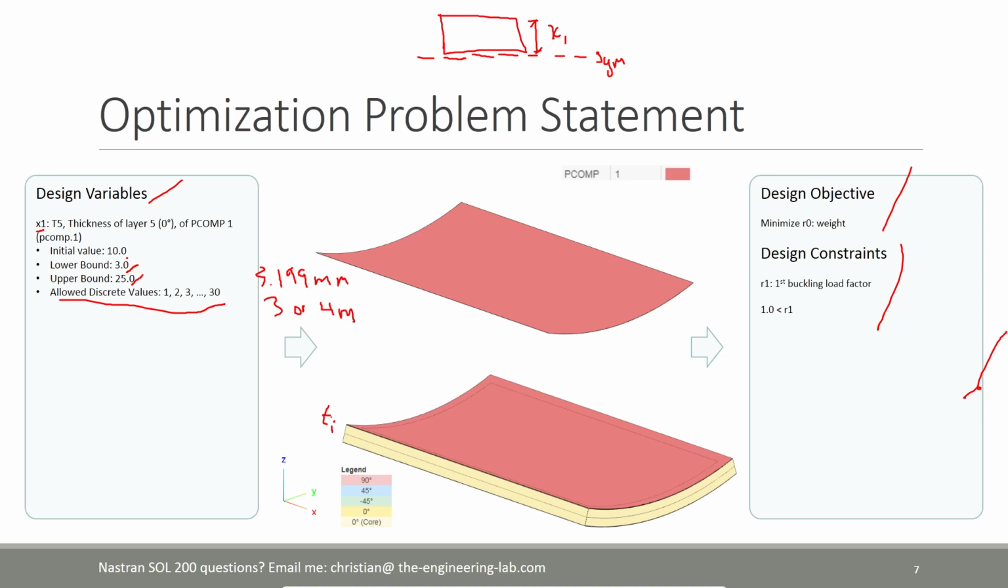So here, when you see this 3 for the lower bound, that means that the lower bound of the total core thickness is going to be 6 millimeters. And then the upper bound is 25. So this means that the total upper bound thickness is going to be at most 50 millimeters. And right now, the core thickness is 2 times 10. So the current thickness of the core is 20 millimeters. So just know that relationship as I go through this example.